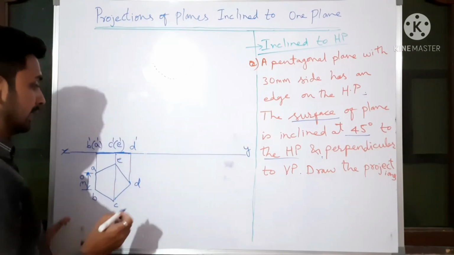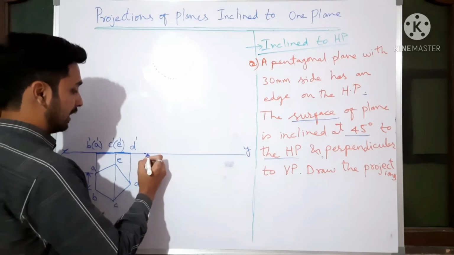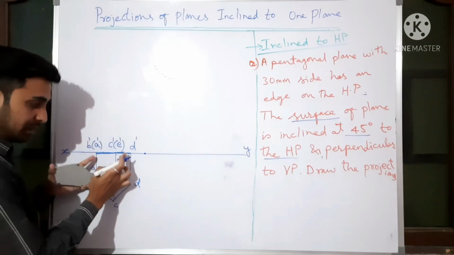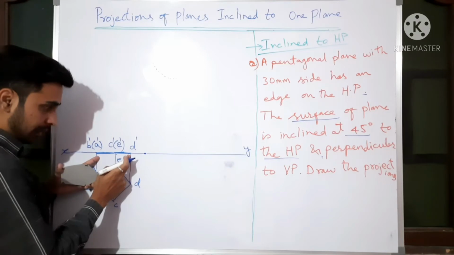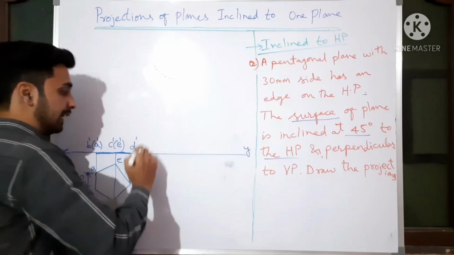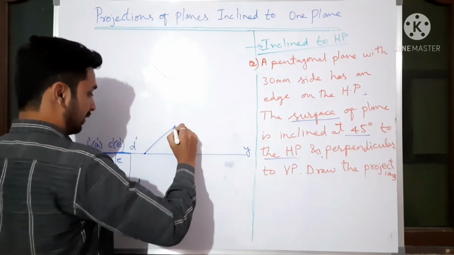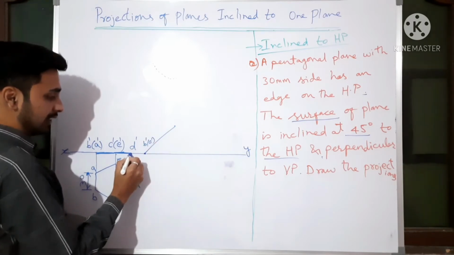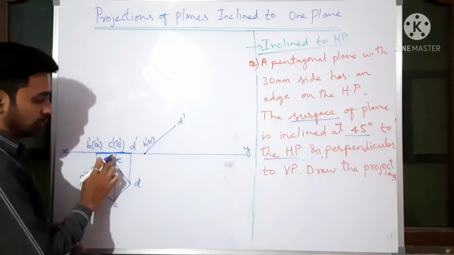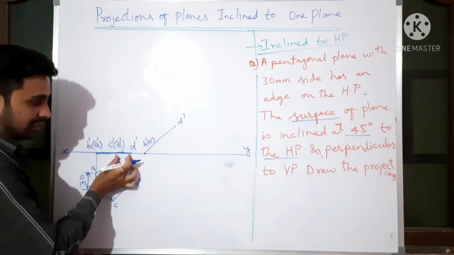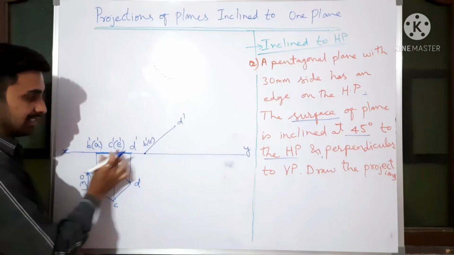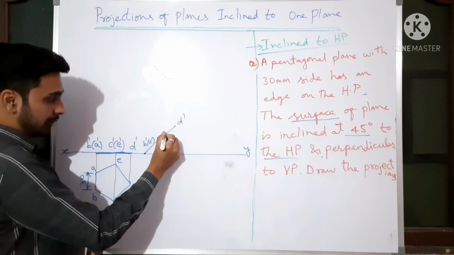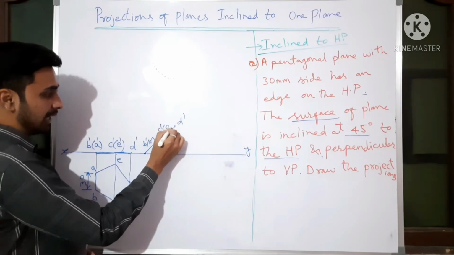Okay, now surface is at 45 degree with respect to HP. Now from this diagram, measure this length, same length at 45 degree you need to take, like this. So this is B dash, bracket A dash, this is D dash. Now what about this point? Just either measure this distance, keep it here, or measure this distance, then keep it here by measurement. C dash, bracket E dash.